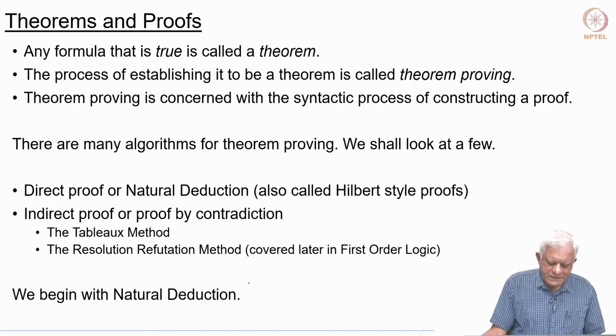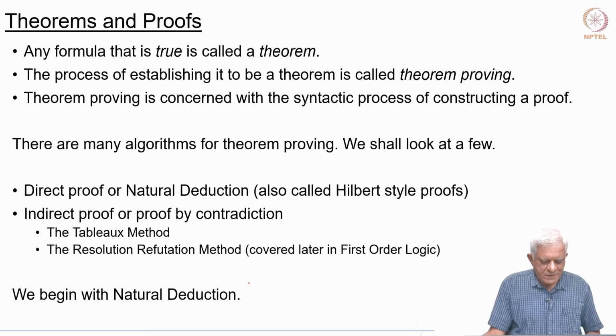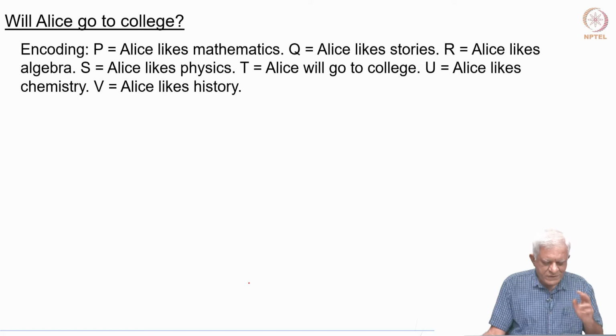So, we will begin with natural deduction or direct proofs or Hilbert style proofs. So, remember that we had this encoding of this story about Alice, or this knowledge base about Alice: Alice likes maths, Alice likes stories, Alice likes algebra, Alice likes physics. These are the atomic propositions. Alice will go to college, Alice likes chemistry, Alice likes history.